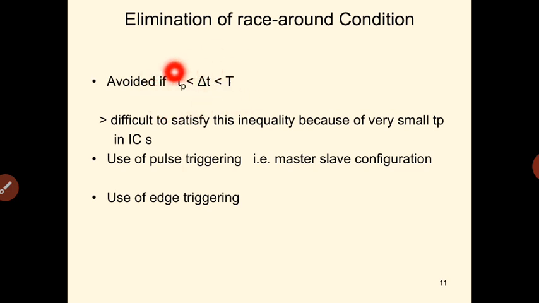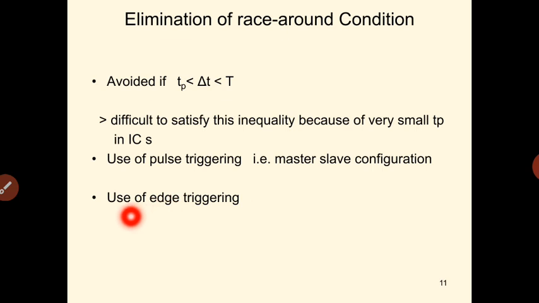So the theoretical condition for elimination of race around condition is that you need to satisfy TP is less than delta t, and that is less than the time period of the clock signal, which is very difficult to satisfy because of very small TP in ICs. The other one is the use of pulse triggering, that is, master slave configuration of JK flip flop.